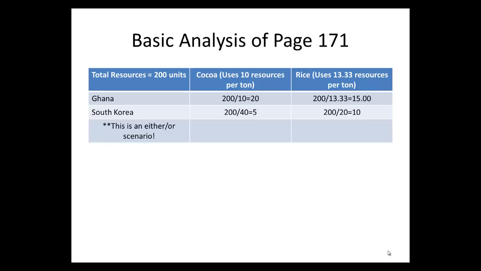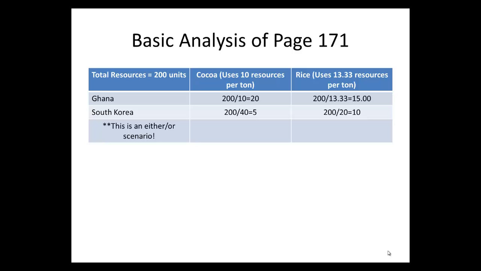In this example, both Ghana and South Korea have 200 resources to make cocoa and rice. Both countries need both cocoa and rice, so they have to decide what they're going to do and whether or not they will specialize or trade.